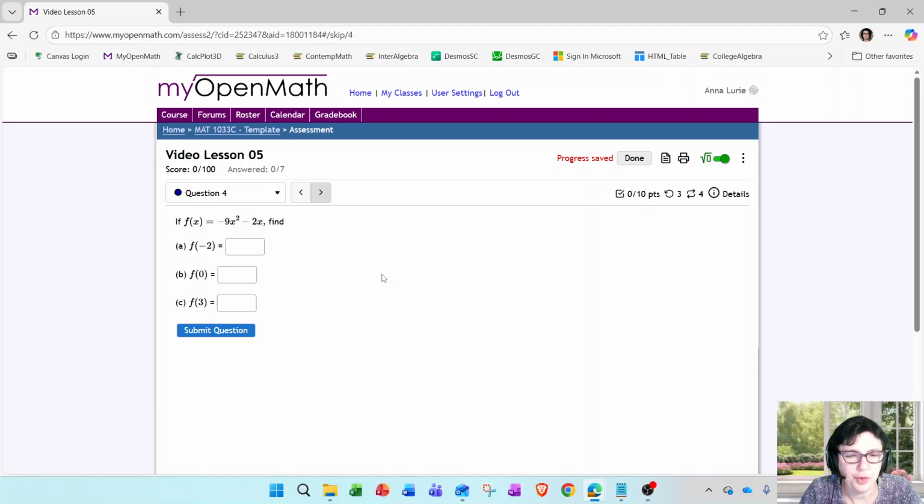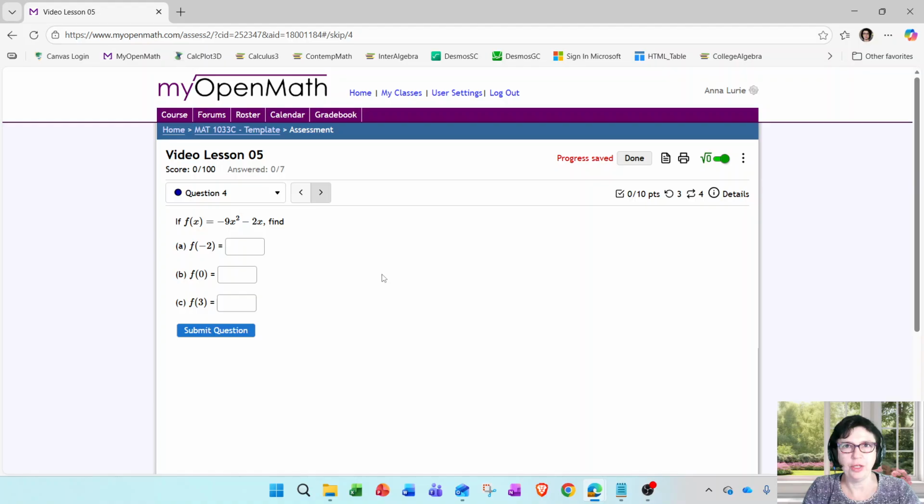Okay, guys, in this video, we are going to evaluate another function. And a function is just like instructions. Imagine you are a programmer, and somebody tells you, okay, here is what I want you to do. Anytime you get an input, I want you to square it. Then I want you to multiply it by -9. Then I also want you to take it and multiply it by -2, and finally add them together.